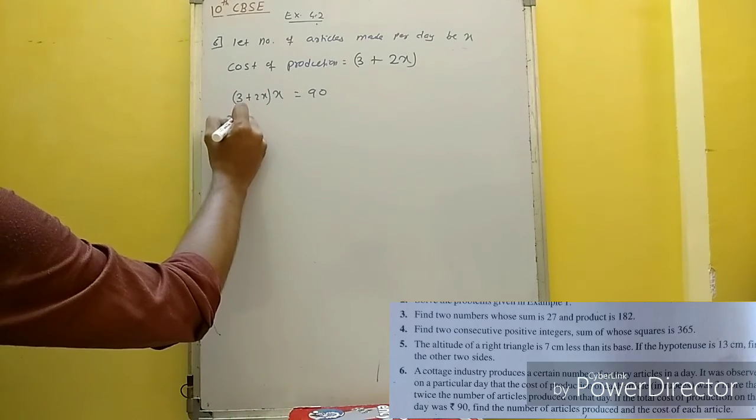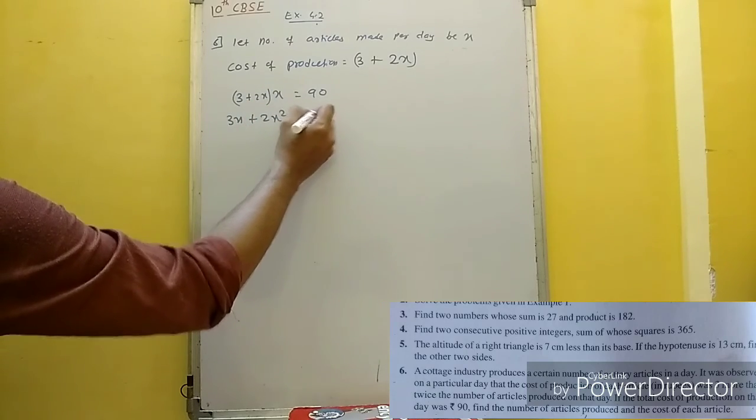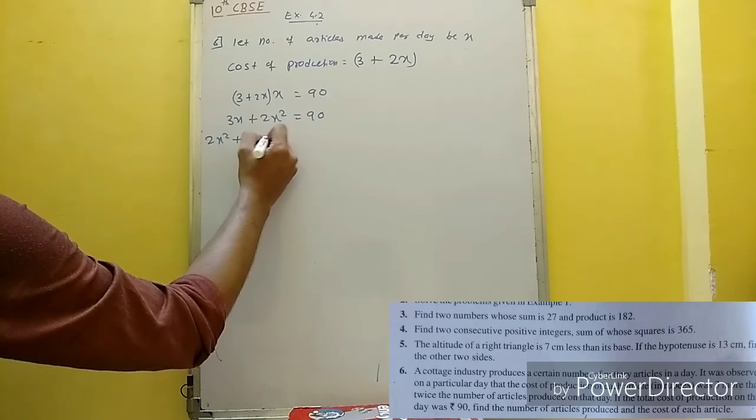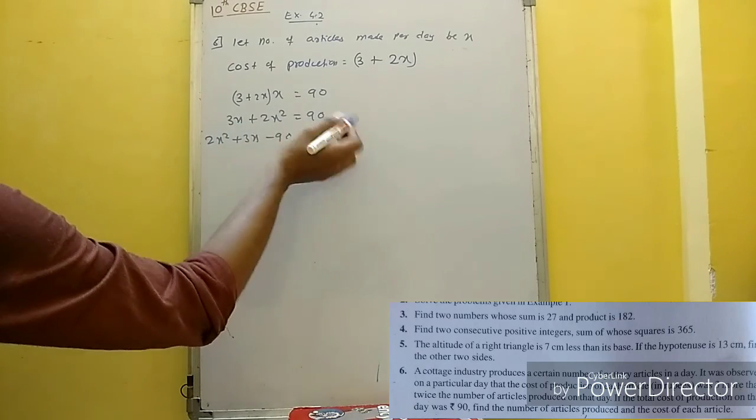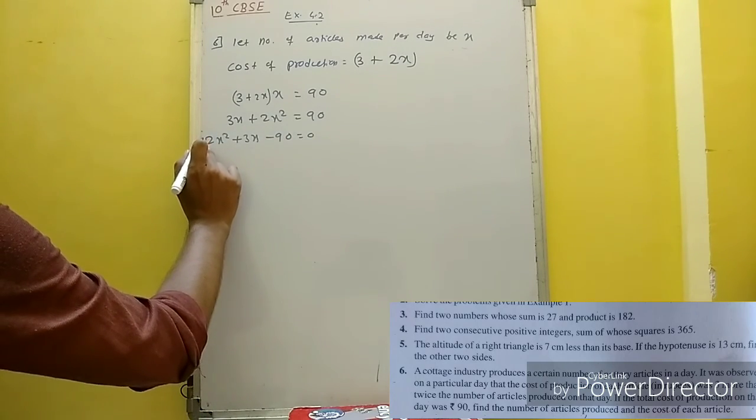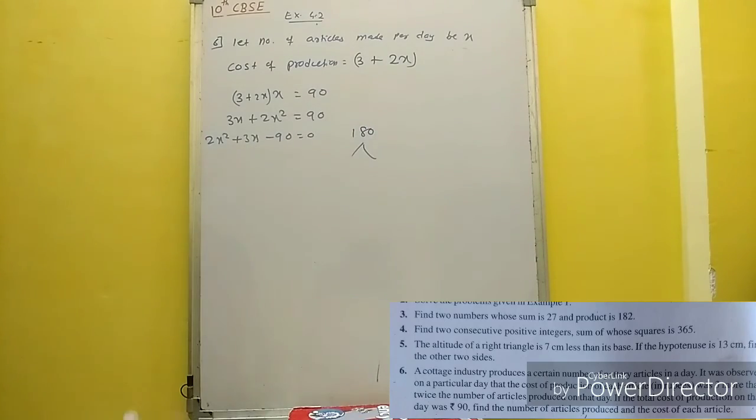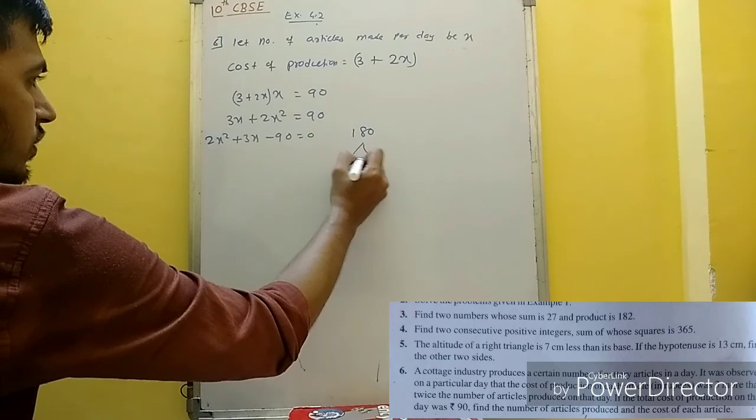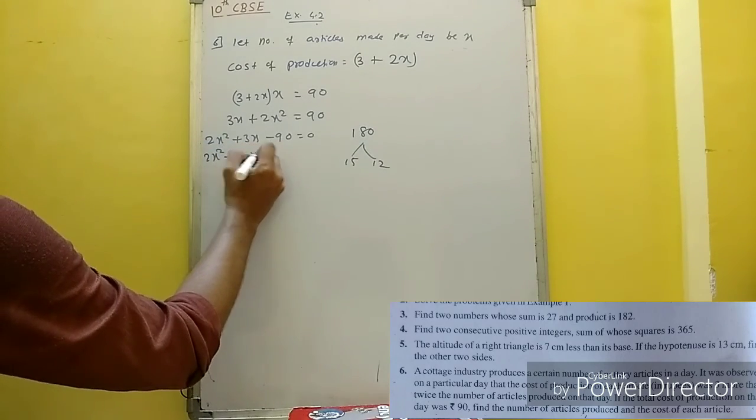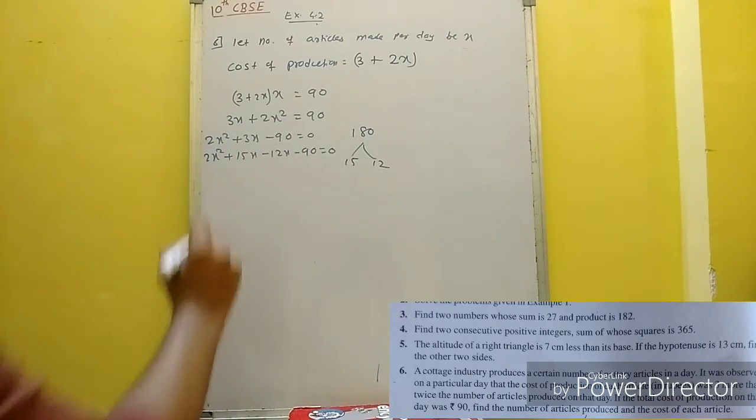So x into 3 is 3x. 2 into x is 2x square, is equal to 90. I write 2x square first, plus 3x minus 90, plus 90 will come, this will become minus 90, is equal to 0. So 2 9s are 18. So I will split 180 in such a way that in subtraction I should get 3. So 15 and 12. So 2x square plus 15x minus 12x minus 90 is equal to 0.